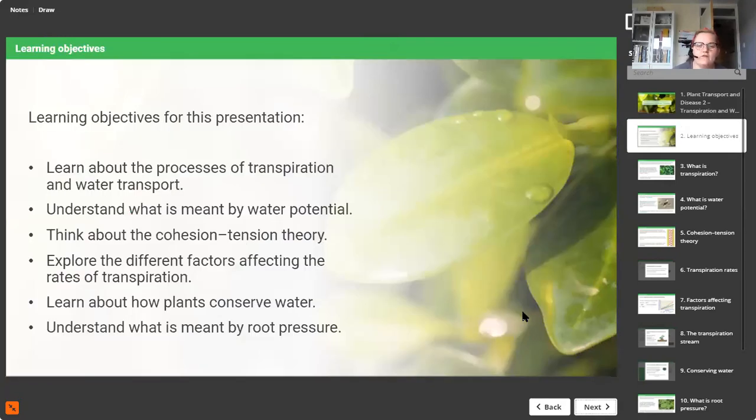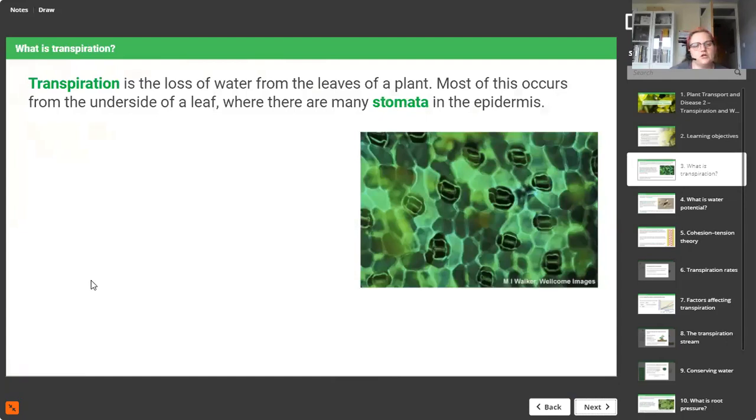So we're going to look at the process of transpiration and water transport, understand what is meant by water potential, think about cohesion and tension theory, explore the different factors affecting the rates of transpiration, learn about how plants conserve water, and understand what is meant by root pressure. So transpiration is the loss of water from the leaves of a plant, and most of this occurs from the underside of a leaf where there are many stomata.